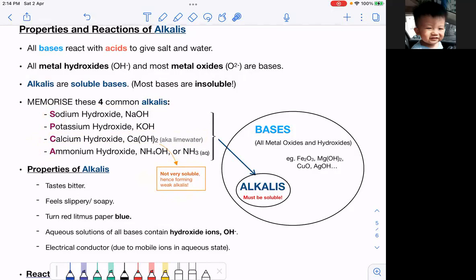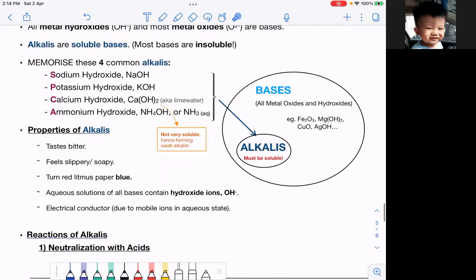Calcium hydroxide is the only weak alkaline in this 4. So S, P and A are very strong. Strong meaning why strong? Because they can, what's the word? Fully dissociate in water. So you see a lot of things keep recurring, a lot of concepts we need to keep thinking through.